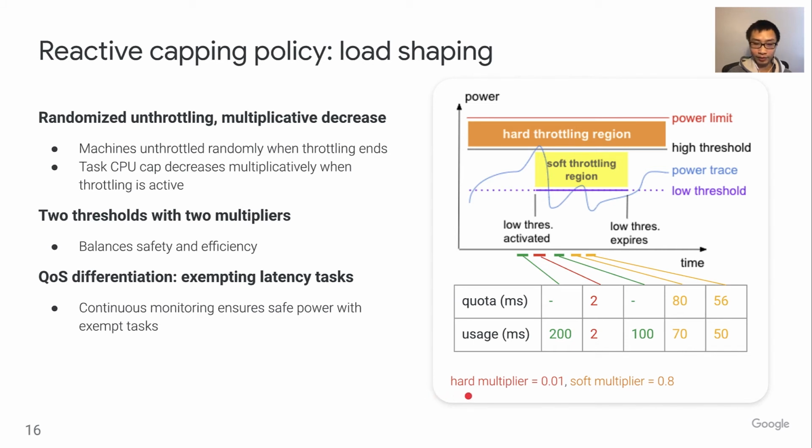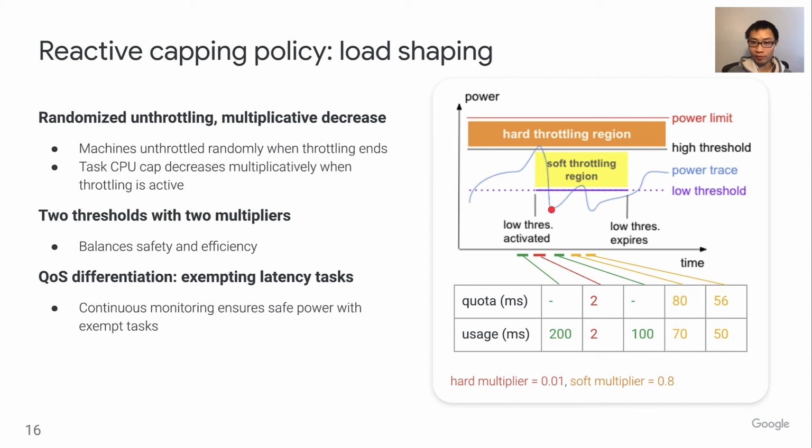Hard throttling works by applying a hard multiplier close to 0, say 0.01, to the CPU usage in order to quickly reduce power. In this example, we apply 0.01 to 200 and get 2 milliseconds of quota, so the task can use only up to 2 milliseconds of the CPU in the next time step. As a result, power will reduce.